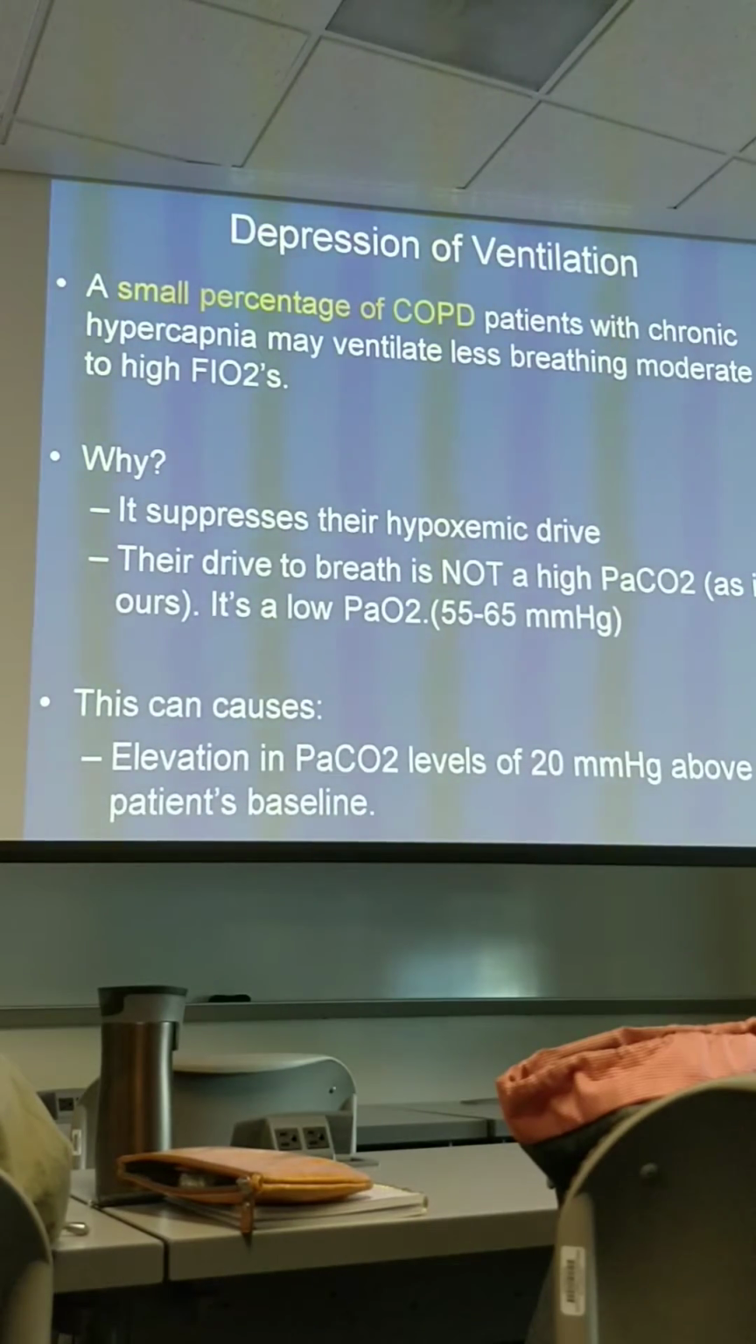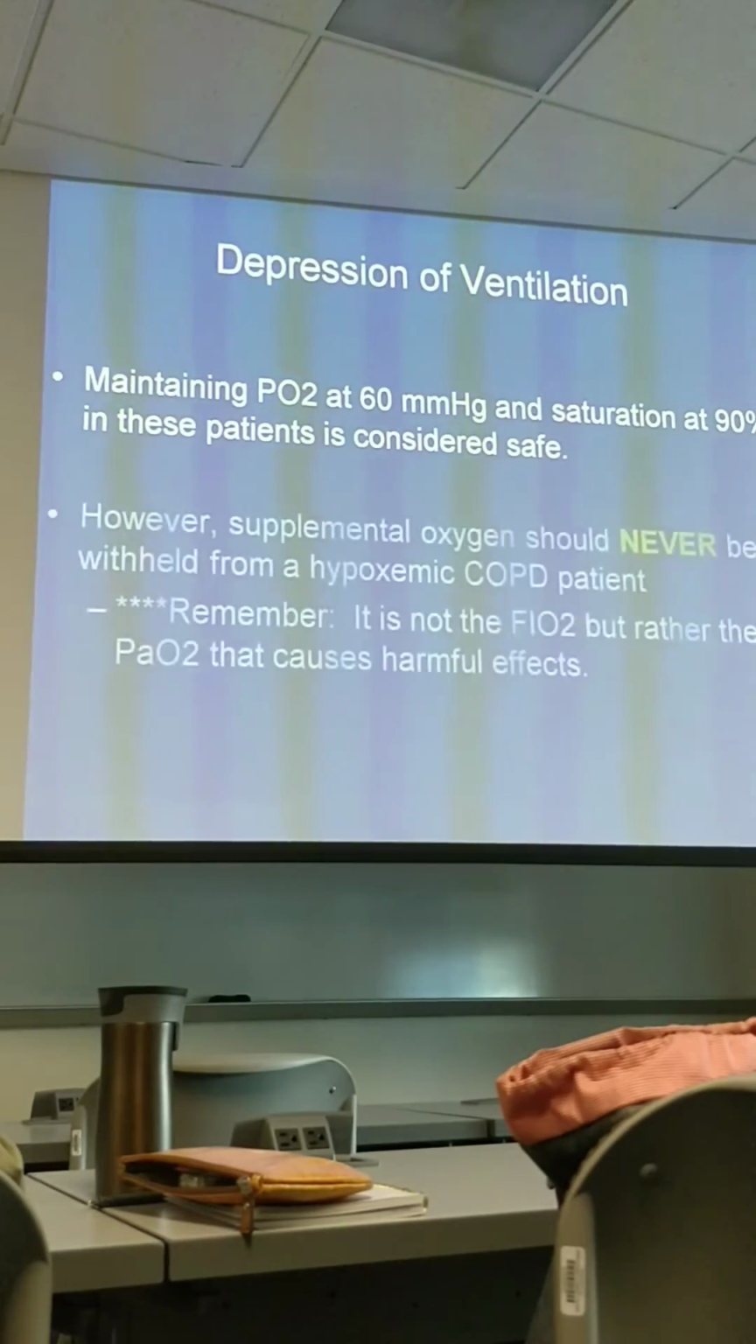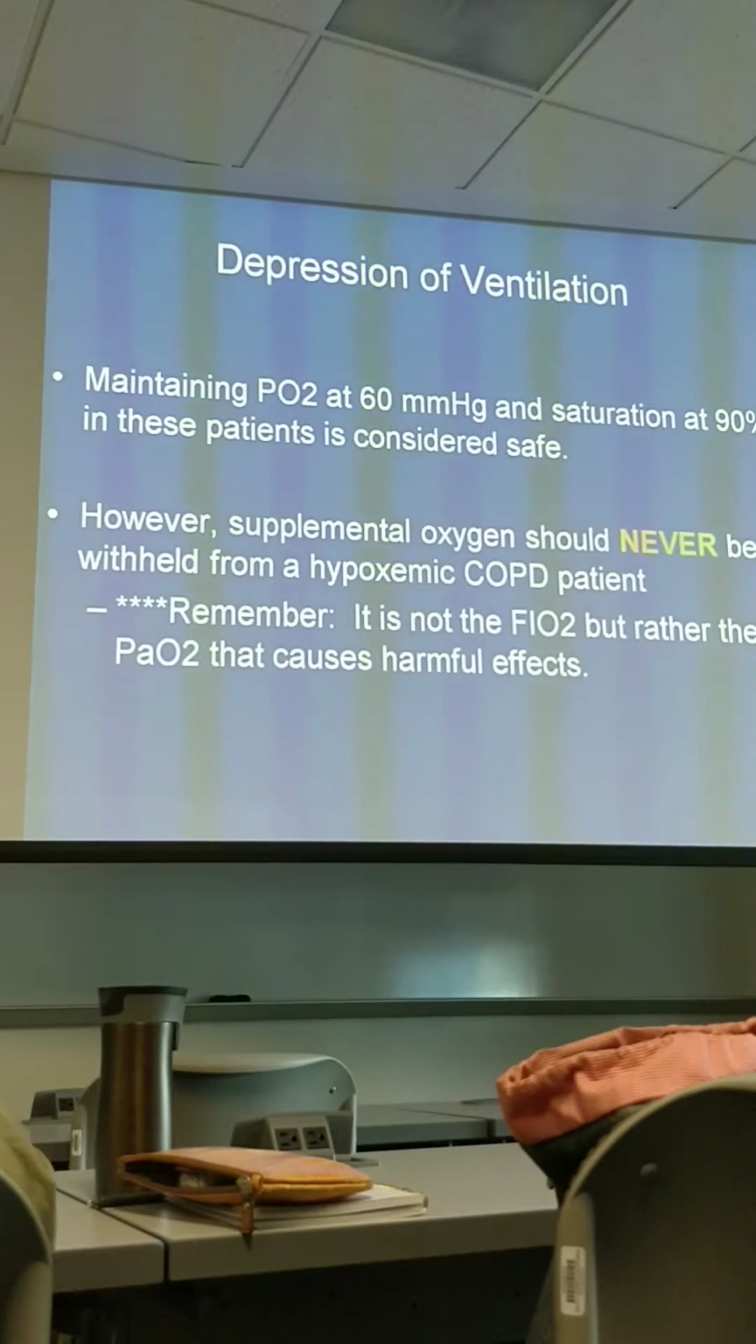Make sense? Okay, what's your drive to breathe? Carbon dioxide. What's their drive to breathe? Low oxygen level. Now, if it gets too low, but have it 55 to 60, okay, 65 is what they're used to. So if you kick up those levels, they slow down their breathing. All right. However, never withhold oxygen from a hypoxemic COPD patient. You just need to know what level of PO2 is good for them.